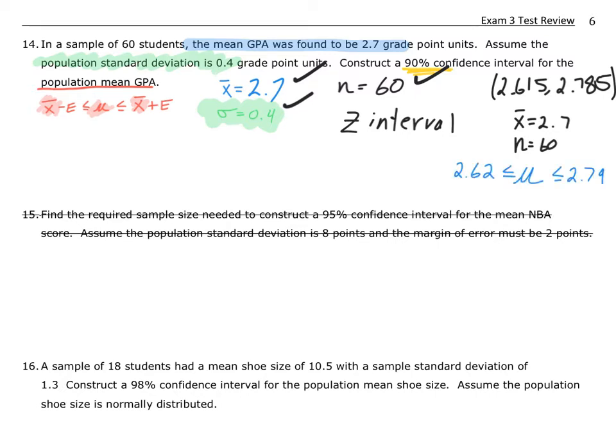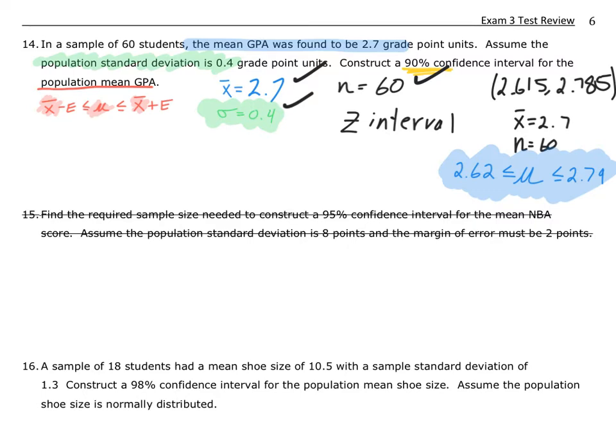2.62 is less than or equal to mu, which is less than 2.79. What that's telling me, this final confidence interval is telling me that the true population mean is between 2.62 and 2.79. So I'm 90% confident that the average student has a GPA between 2.62 and 2.79. That's a pretty powerful statement. I can make that statement about the entire population even though I've just sampled 60 students. That's the power of the central limit theorem.